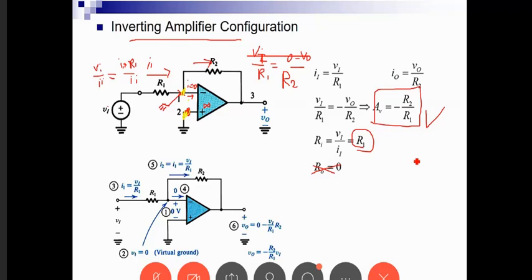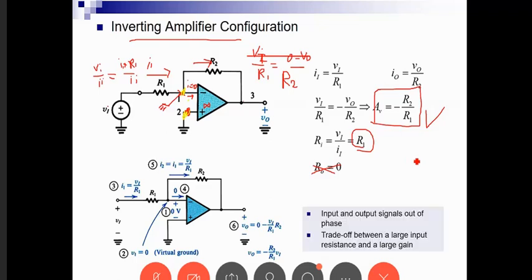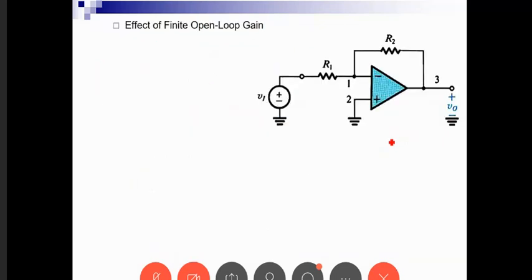Now the next question that comes to mind is, what happens to the input resistance? If I want the input resistance to go up, my gain is going to go down. So there is a trade-off here for this circuit, but I have to live with it. The second question becomes, what if A is not infinite, but finite?